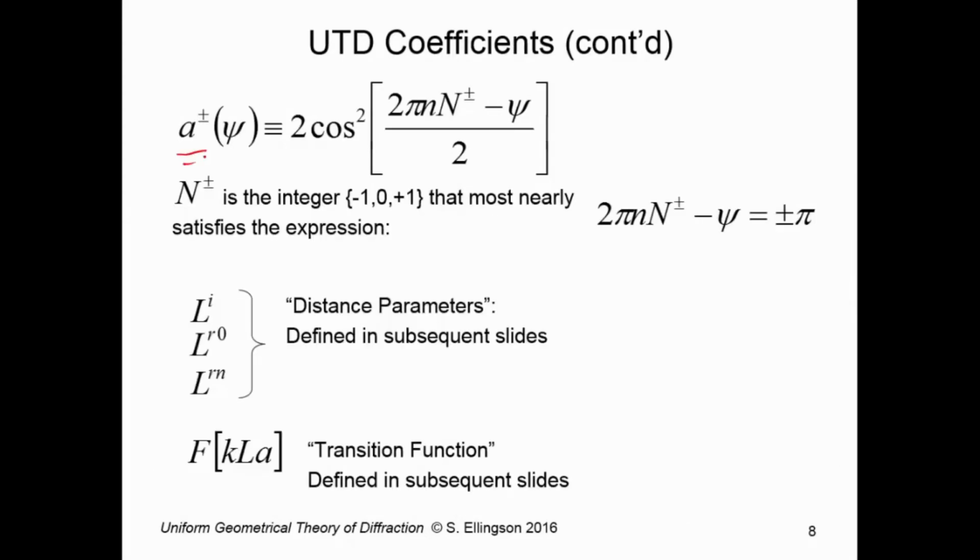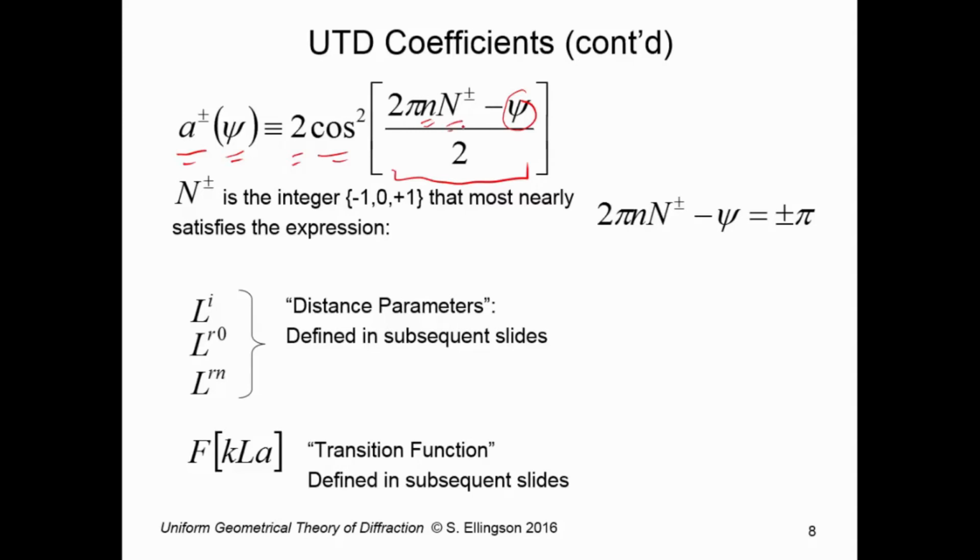This a parameter, this a function, a plus and a minus, it takes as an argument an angle, and the whole thing works like this. A is 2 times cosine squared of this argument. The argument psi here is the argument which appears as the argument of the a function. Little n is related to the wedge angle, as I've already explained.